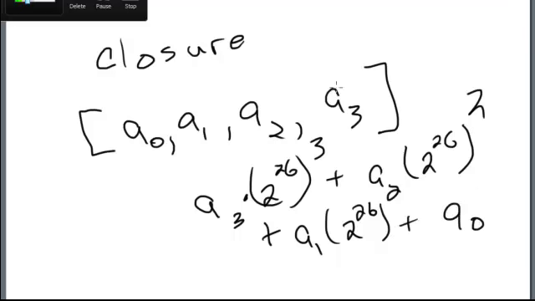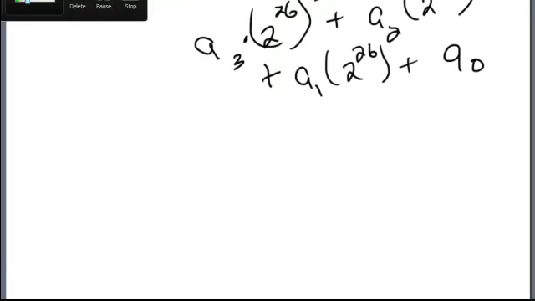So this is how we're going to represent a number, but we want it to be constant. Once we've constructed it, we don't want anybody to have access to it. So we're going to use this process of closure.